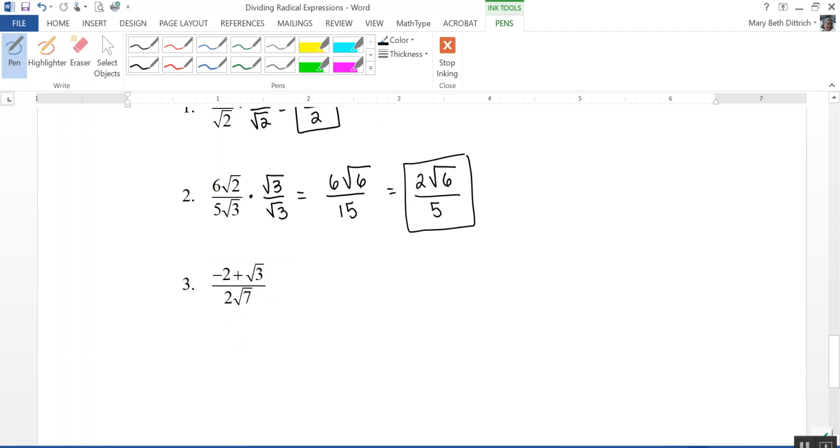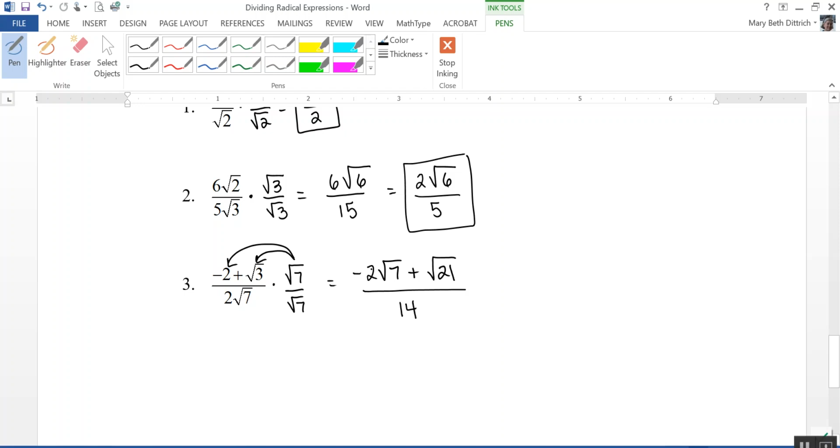And my last example here, negative 2 plus the square root of 3 divided by 2 times the square root of 7. So I'll multiply top and bottom by the square root of 7. And again, here I will distribute. So negative 2 times the square root of 7 is just negative 2 square root of 7. Square root of 7 times square root of 3 is the square root of 21. And that can't be simplified because 3 and 7 are both prime numbers. Divided by square root of 7 times square root of 7 is 7, times 2 gives me a 14.